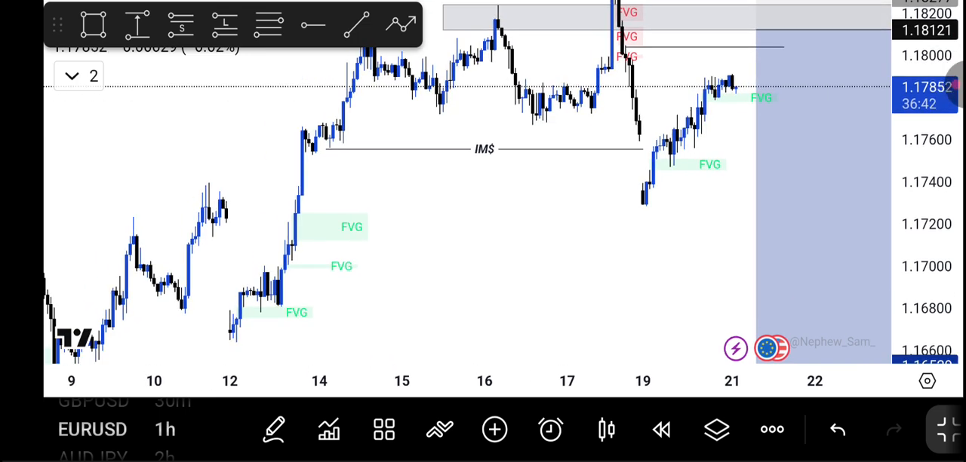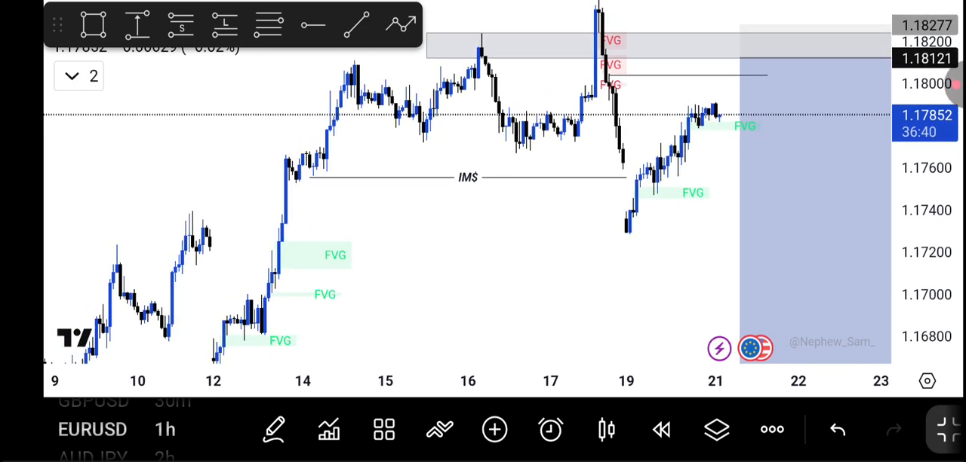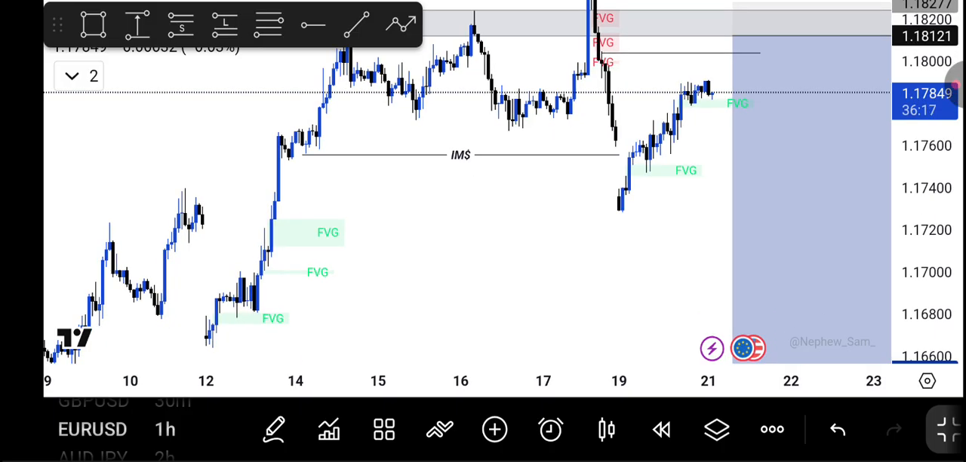So guys, that is it for EURUSD. That is our analysis for EURUSD. You also go back and do your own analysis. Do a proper analysis on your own pair. This is not financial advice. This is my own knowledge. This is how I analyze my trade, and that is the strategy I'm using for my own analysis.